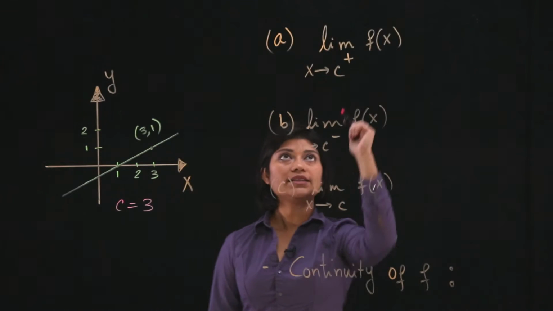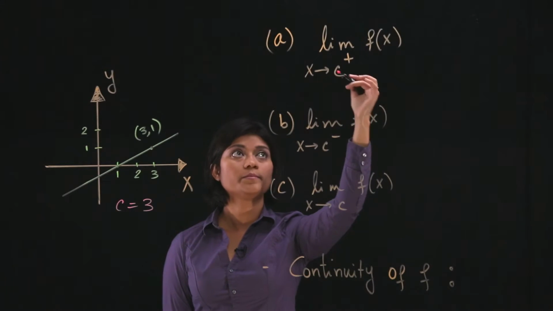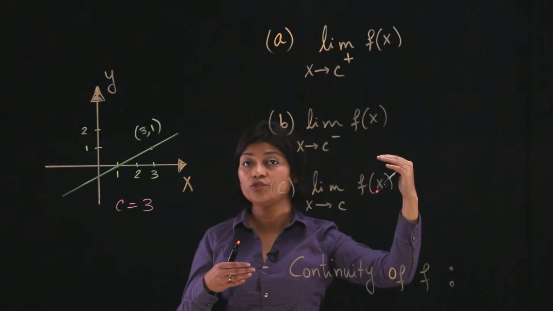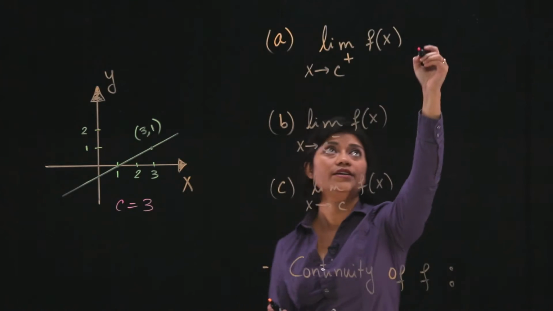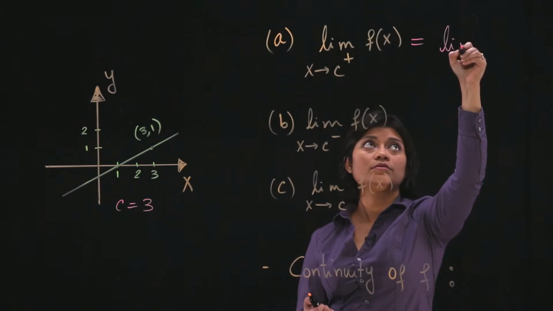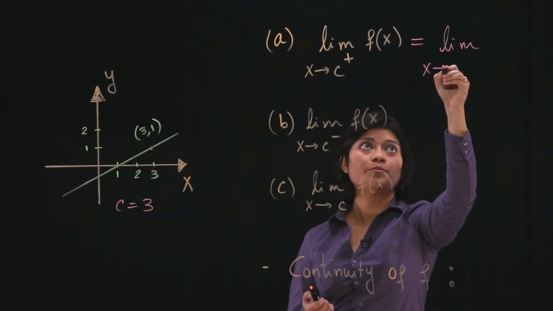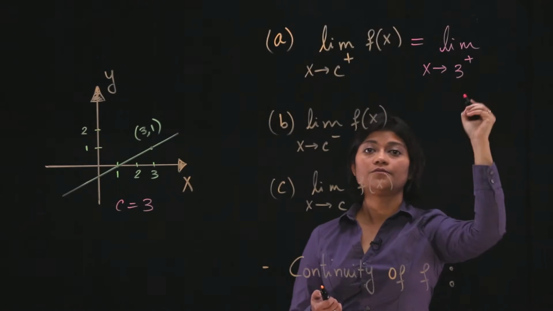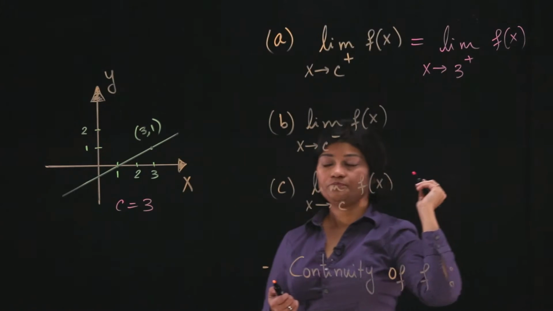So, let's start with computing the limit as x approaches c plus, and you know plus means x is approaching c from the right side. Since we know the value of c already, let's write down what c is. So we have to evaluate the limit of the function as x approaches 3 from the right side.